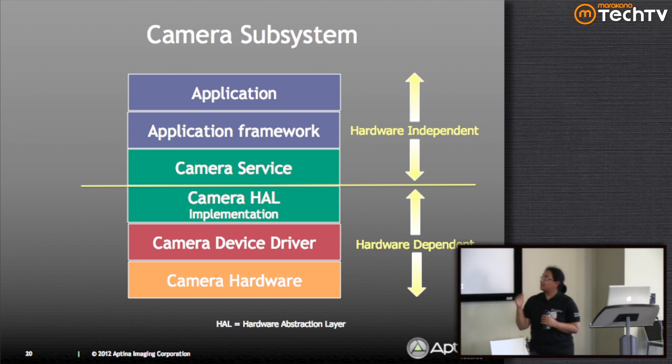Okay, so it's basically, if you're familiar with the architecture, there's the hardware-independent piece and the hardware-dependent piece. The hardware-independent piece is the application framework, which is mostly written in Java, and then we have the camera service, which is native code, and everything below that yellow line is all hardware dependent, and the OEMs or the hardware manufacturers typically are the ones who implement those pieces.